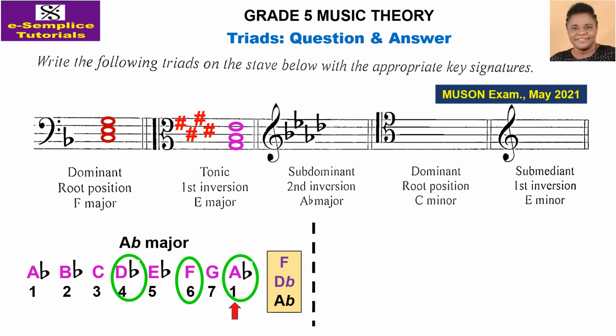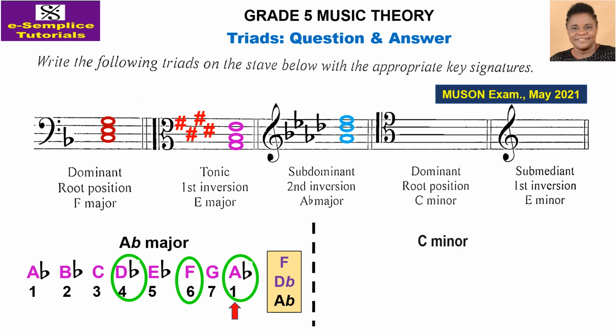This is what we are putting on the stave. So A flat first, the flat is in the key signature, D flat following, the flat is also in the key signature, and then F. So that is subdominant triad of A flat major, second inversion.